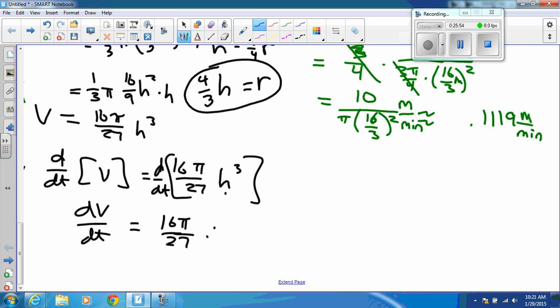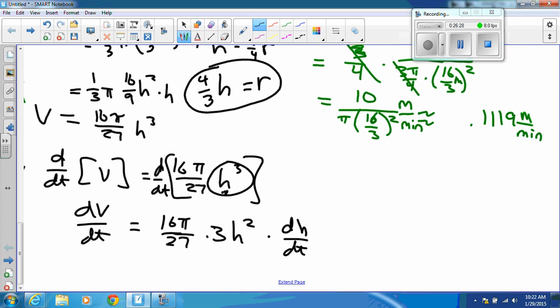No, but the outside is the derivative with respect to h. The outside is the derivative of this expression with respect to h. Okay. So then it's just 3h squared. The inside is the derivative of h with respect to t, which is dh/dt.